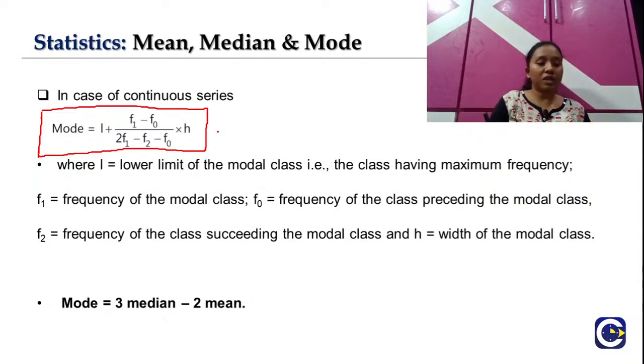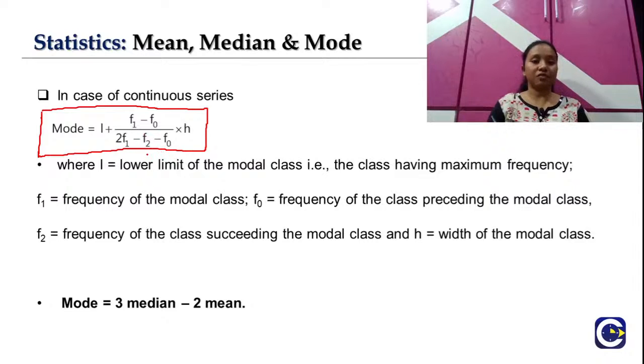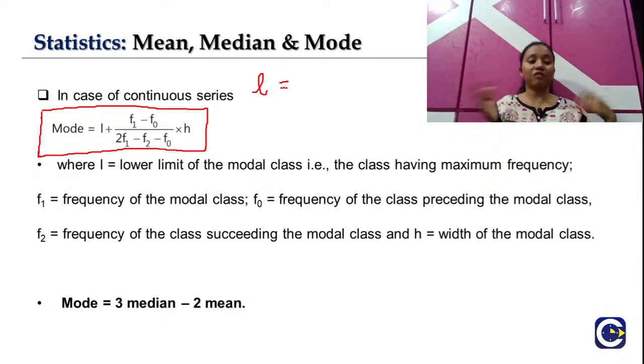So the formula for mode in case of continuous series is equal to L plus (F1 minus F0) divided by (2F1 minus F2 minus F0) into H. So L, as I mentioned, here we have to find the modal class. So L is the lower limit of the modal class. In our median, L is the lower limit of the median class, whereas in the mode process, L is the lower limit of the modal class.